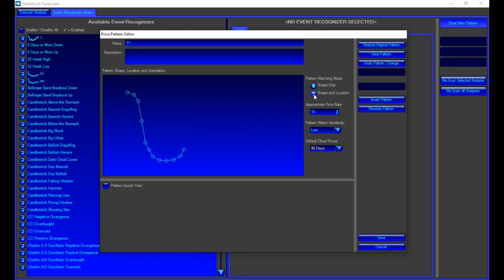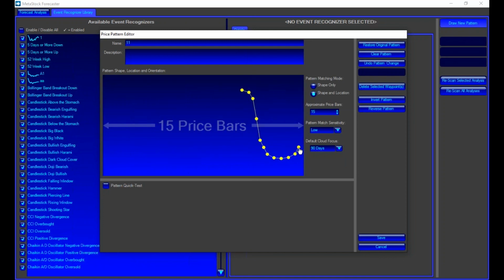Now, here's an interesting one, is I can actually change the shape and location. So if I have my spread here is 15 bars, I can actually take this entire pattern and I can move it to where if I want it to happen recently, or if in the middle of this 15 bar spread, I want it to start coming up, it'll search within that 15 bar spread, but it's looking for that pattern about halfway through it. So a few different things I can do here.